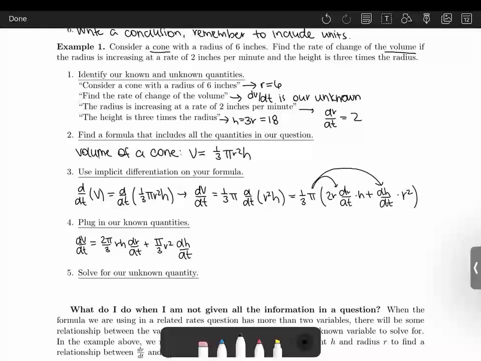Okay, so I'm going to have this, and next I'm going to plug in all of the known quantities that we had from step 1. Whenever I plug this in, we don't have anything to plug in for dV/dt, so I'm just going to leave it like it is.